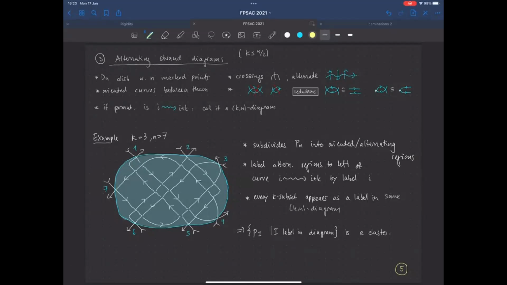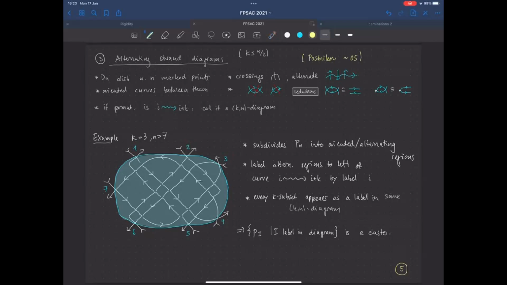And this is a notion introduced by Postnikov around 2005, I believe. I'll restrict to k at most n/2. That makes it easier to say really what is a finite type. Okay, before we had a polygon, now I work with a disk, call it D_n, which has n marked points on the boundary. So I have an example here, 7 points, 1, 2, 3, up to 7.